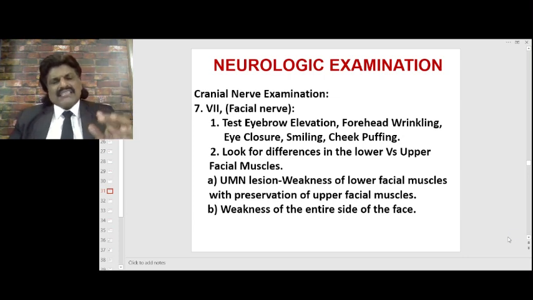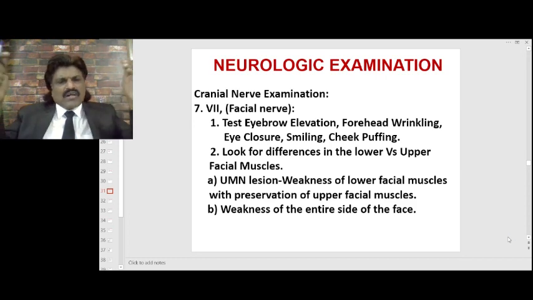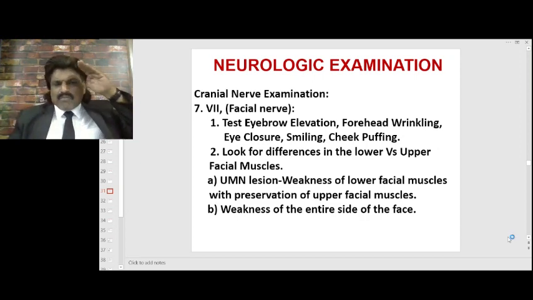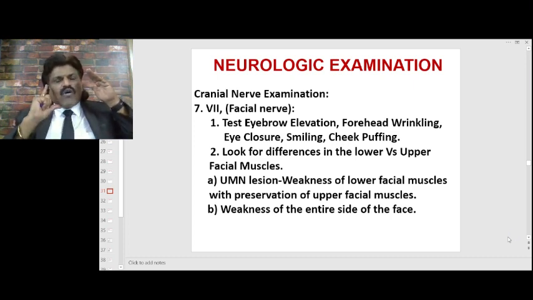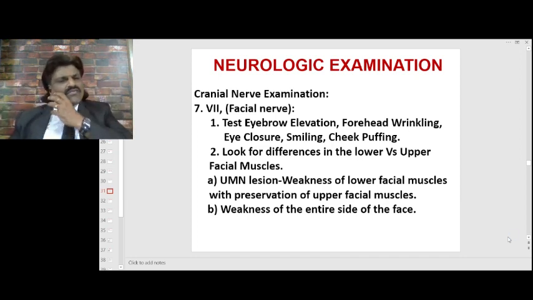But there's a catch in the seventh nerve. Seventh nerve has got an upper part and a lower part. Upper part has got bilateral innervation like all other cranial nerves, but the lower part has got innervation only from the opposite side. And therefore when there's an upper motor neuron lesion, like on the left side, the person's lower half of the face only gets affected, and that too on the opposite side, and the hemiplegia is also on the opposite side. So weakness of the lower facial muscles with preservation of upper facial muscles is an upper motor neuron type.